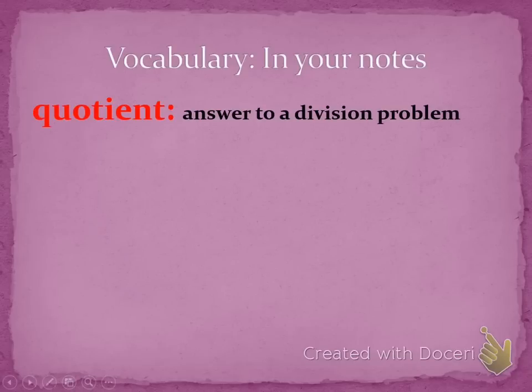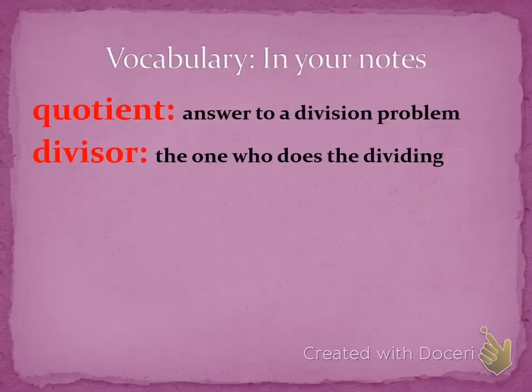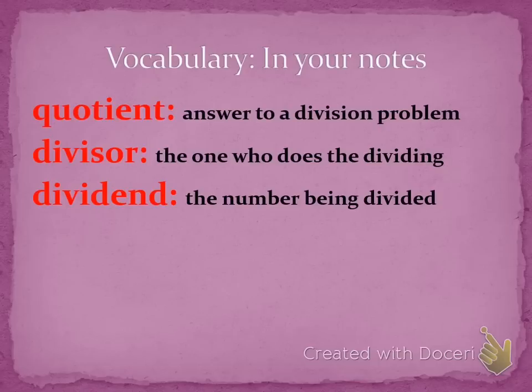The first one is quotient. A quotient is the answer to a division problem, just like a product is the answer to a multiplication problem, and a sum is the answer to an addition problem, and a difference is the answer to a subtraction problem. Next one is a divisor. The divisor is the one who does the dividing in a division problem. A dividend is the number being divided.